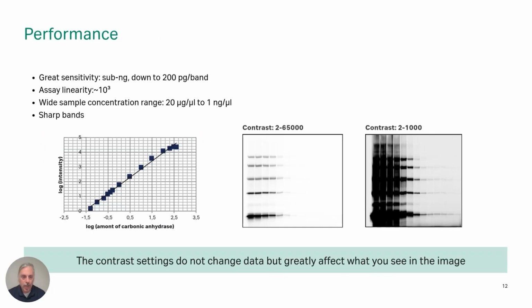Now, when we use this kind of approach, we have very good sensitivity. We can get down to about 0.2 nanograms, 200 picograms per band. The linearity is 10 to the 3 orders there. It's very robust in terms of the concentration of sample that we're using, so you can see from 20 micrograms per microliter down to a nanogram per microliter. You get very sharp bands, which you can see on the right-hand panel. We're seeing the linear dynamic range on the left, but on the right, the protein is present, but you might need to adjust the contrast on the screen to see it. The raw data is really going to have all of that information that you perform the analysis on.